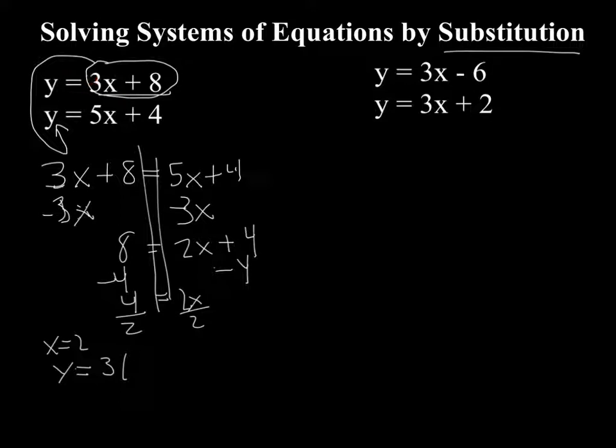So this first equation, instead of being 3x, it's now going to be 3 times my x value of 2 plus 8, which is going to give me 6 plus 8, which is going to give me y is equal to 14. All right, so it looks like my answer, according to what I've done here, should be my x value is 2 and my y is 14.